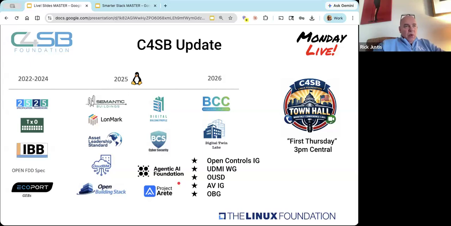Maybe only a few months old. It's got 10 core members at the premier level that are 10 of the most famous, richest companies you could ever imagine, like the Anthropics and the Googles and the Amazons and such. And they make up what is now an effort to have AI, especially agentic AI, be an open, Linux-based open community effort.